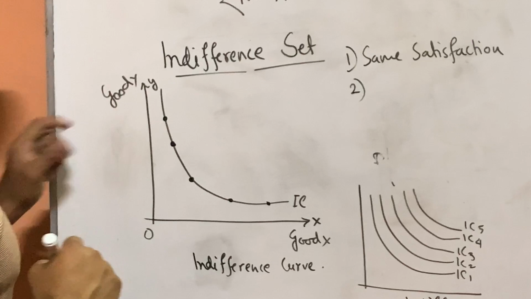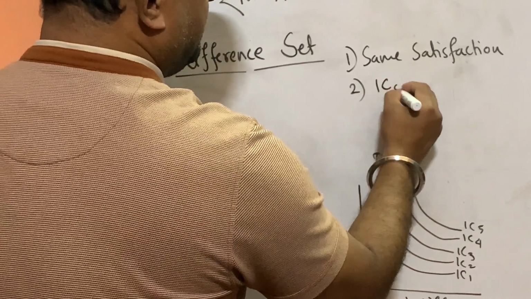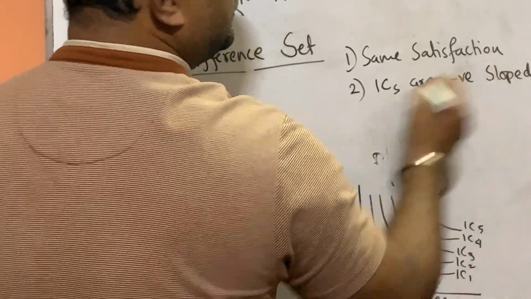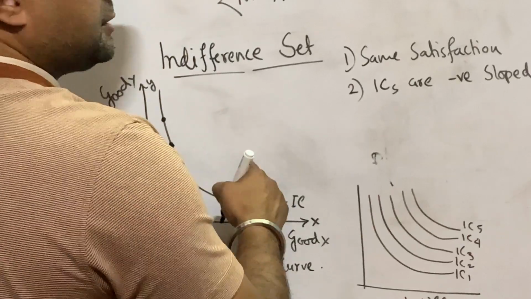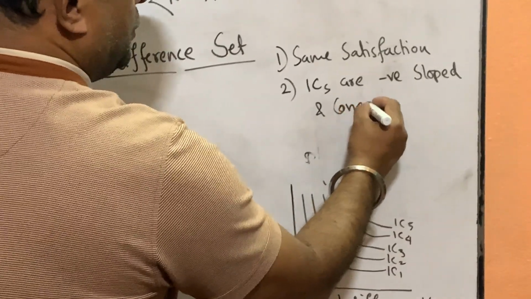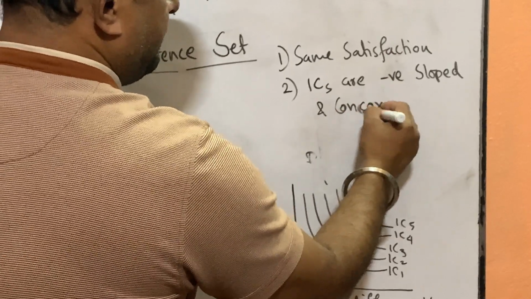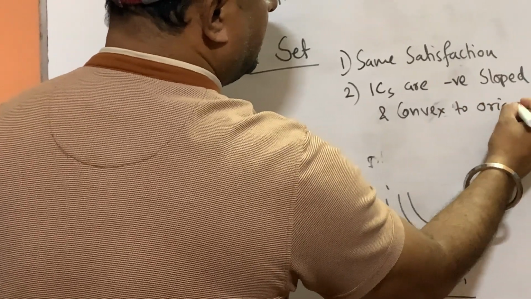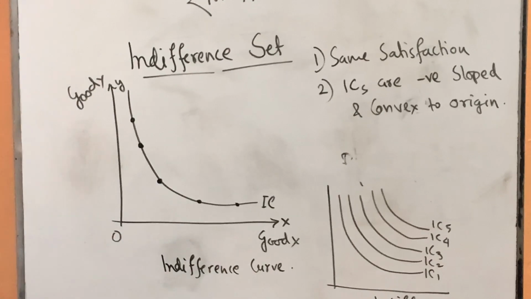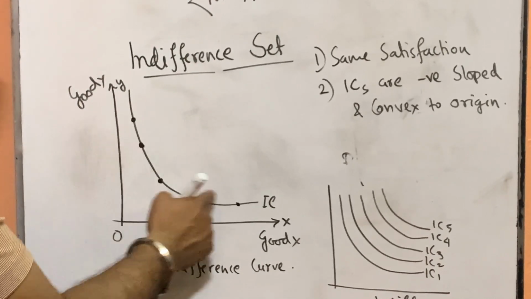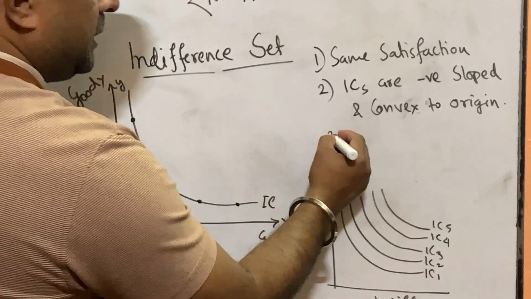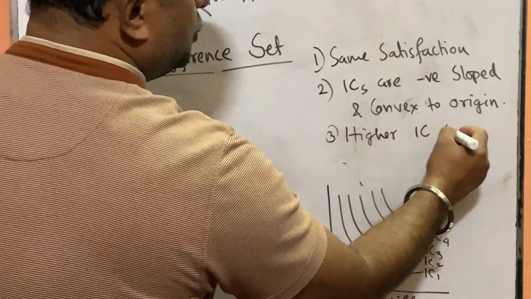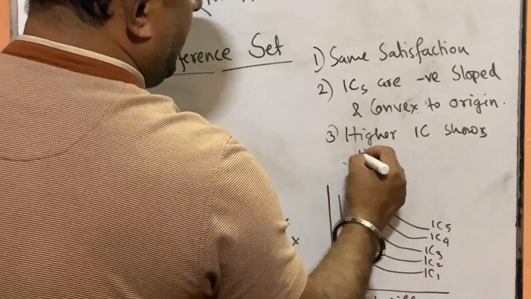The second property is that indifference curves are negatively sloped. This is downward or negatively sloped, and convex to the origin. The PPC you studied in the earlier chapter was concave to the origin, just the reverse. The indifference curve is convex to the origin. The third property is that a higher indifference curve shows higher satisfaction.